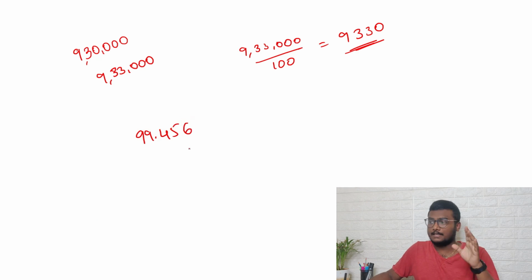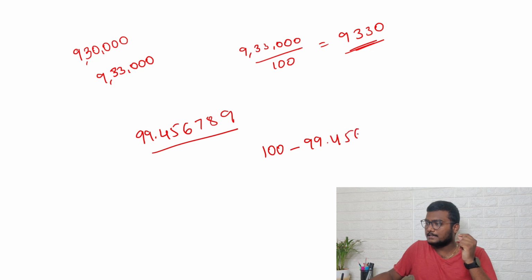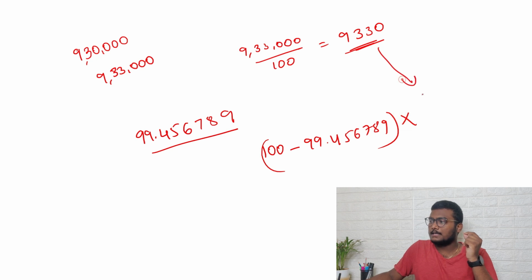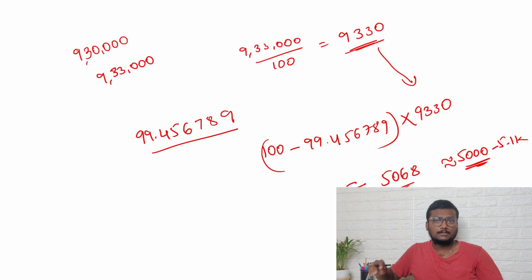99.456789. Let's say this is your percentile. What you have to do is subtract this percentile from 100, so 100 minus 99.456789, and multiply it by 9,330. That means approximately around 5,000, the rank will mostly be around 5,000 to 5,100, 5.1k.